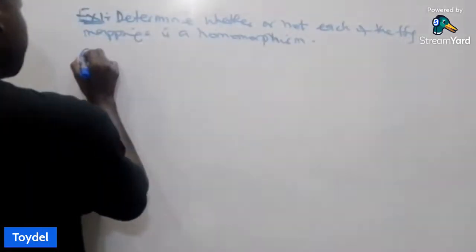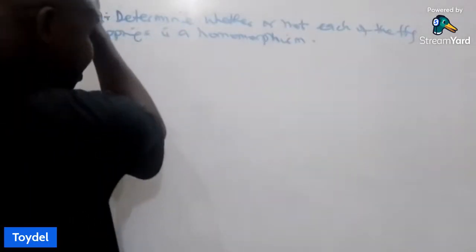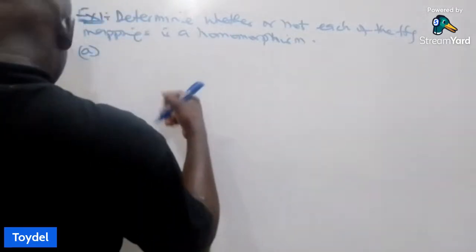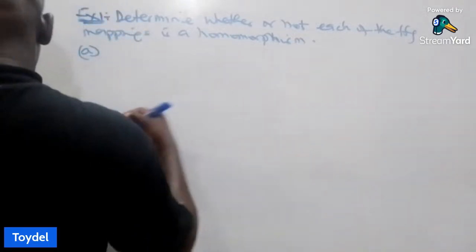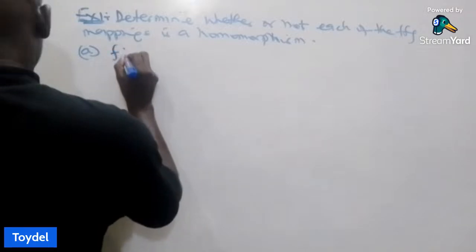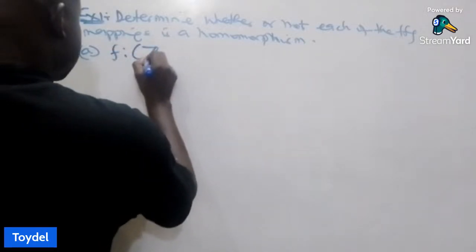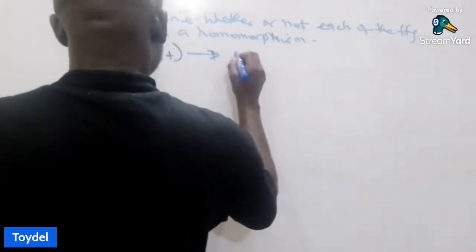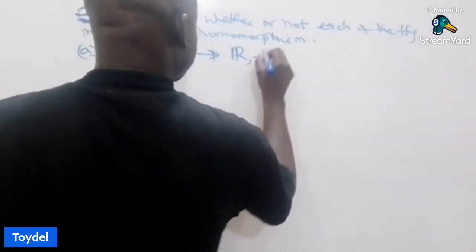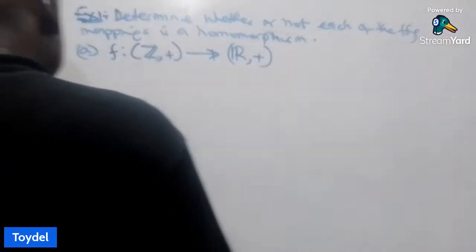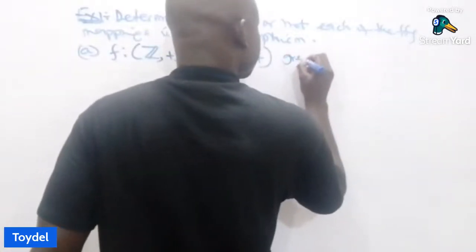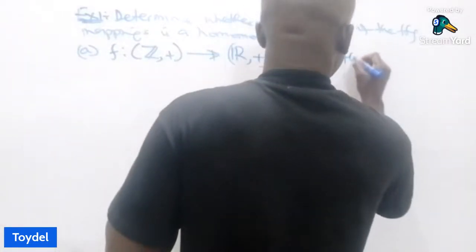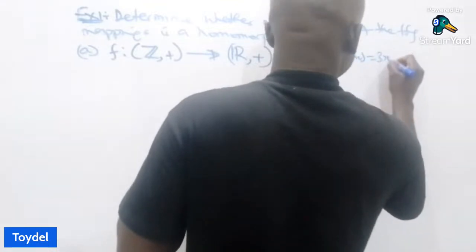Of course, by now we all know that homomorphism is not an ordinary mapping. It's a mapping of groups from one group to another. The first one is when you have f from the integers under addition to the real numbers under addition. That is how f is defined. Then it is given by f of x is equal to 3x.